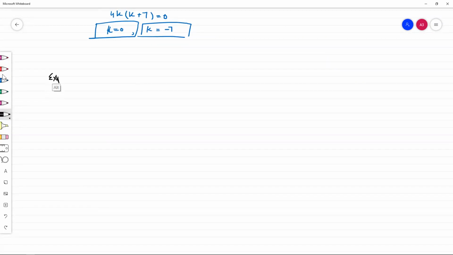Example number 2, that is y is equal to kx minus 4 and y is equal to x square. And he said find the set of values of k for which the line intersects the curve at two distinct points.